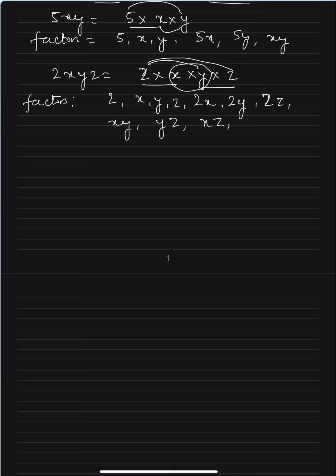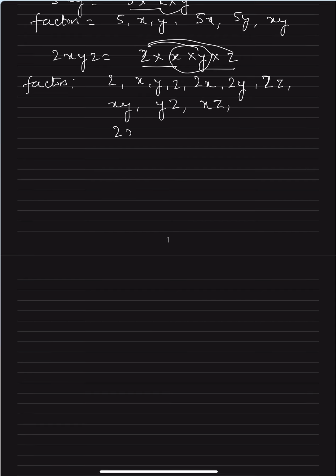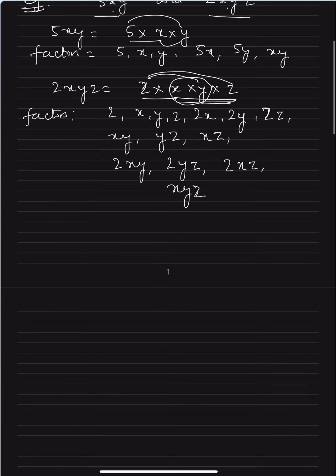Okay, then I can write 2 along with these variables. See, I can write 2xy also, then I can write 2yz also. I can also write 2xz, and at last these three, they are x, y, z. But instead of doing all these things, we can directly say that the highest common factor is nothing but xy.